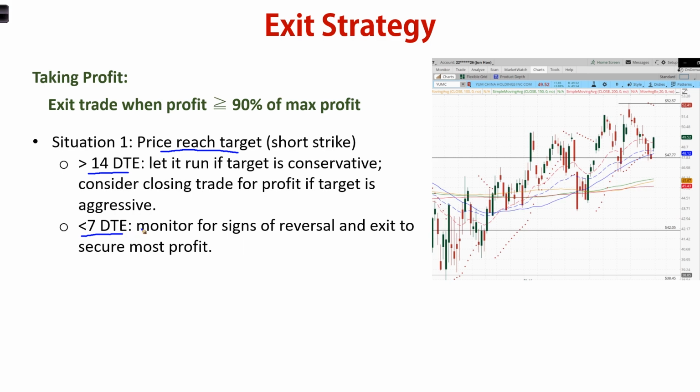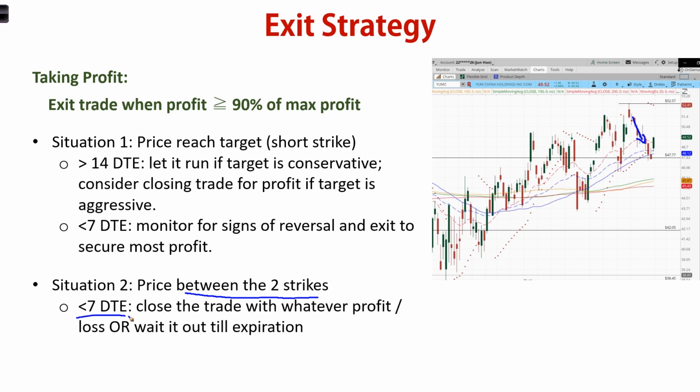When there is less than 7 days and you have not reached 90% of your max profit yet, what you can do is to monitor for signs of reversal and exit when there is a signal to secure most profit. For example, over here, you can see that these 3 candles already form a reversal signal. So you can use it to close the trade and get out with whatever profit that is left before the next corrective wave starts. Next, what if prices are stuck in between and there is no time left? Then you could choose to close the trade early with whatever little profit or loss if you don't see possibility in the price action anymore. Otherwise, you can choose to wait it out, but if it doesn't work out, then it's most likely max loss for the trade.